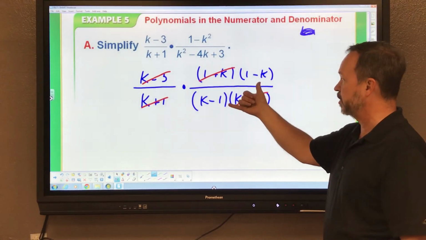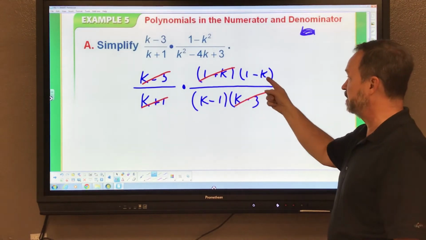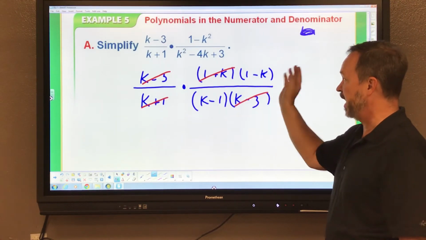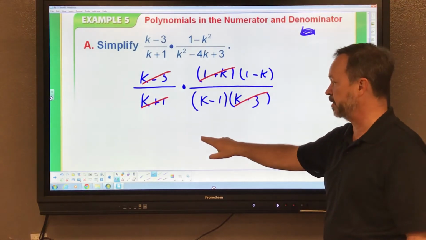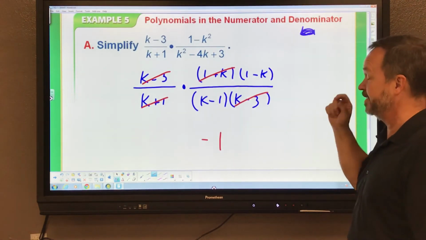They're similar. They're opposites, in fact, because here the k is positive, it's negative here. Here the 1 is positive, it's negative here. So when you cancel them, you actually end up with negative 1. That's the answer.